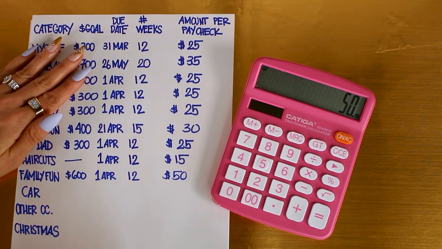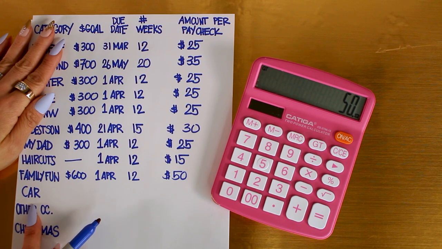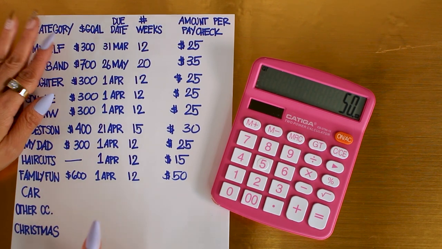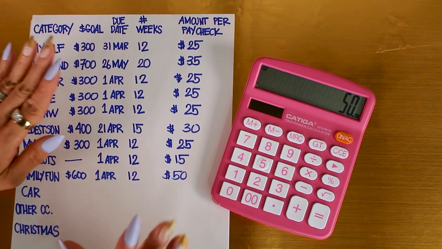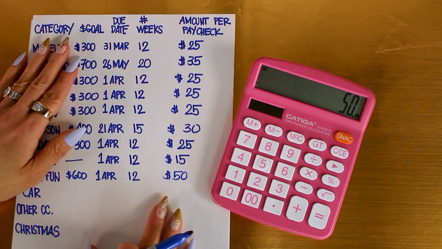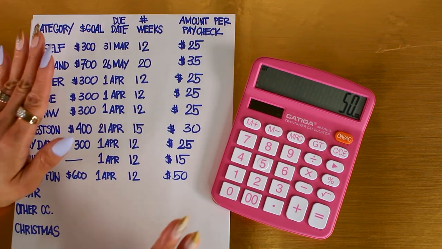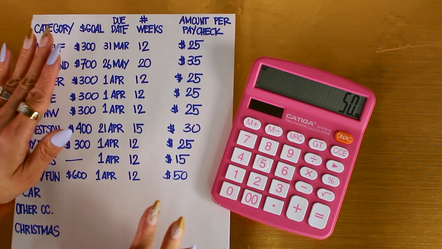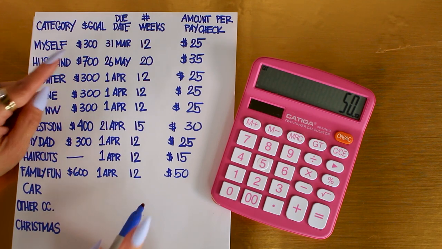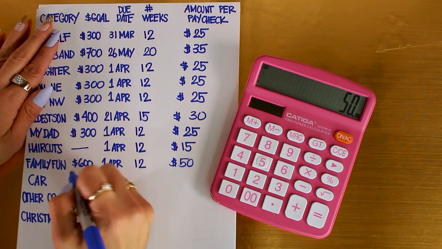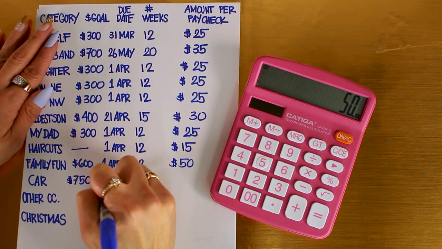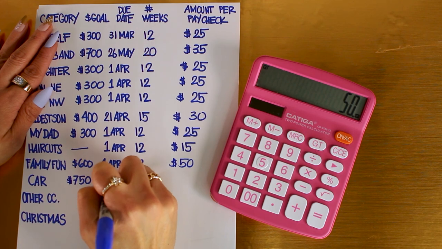Okay, so let's now go over to the next category, which is car. And my goal for this envelope for this year is $1,000. We haven't needed any serious car repair yet, so that's, you know, knock on wood, but I want to be prepared. And I don't want to set a date far out like December to reach this goal of $1,000. So I will set it for 6 months from now. Okay, so I want to set a goal of $750 by the end of May, or let's say June 1st.